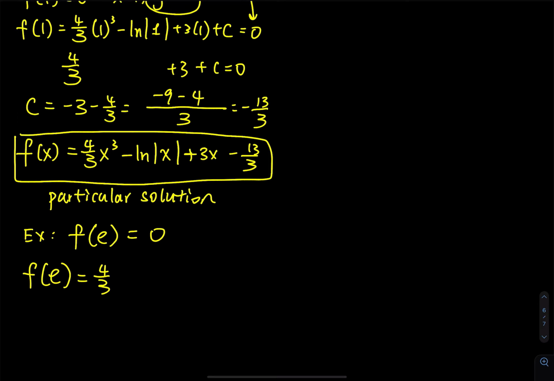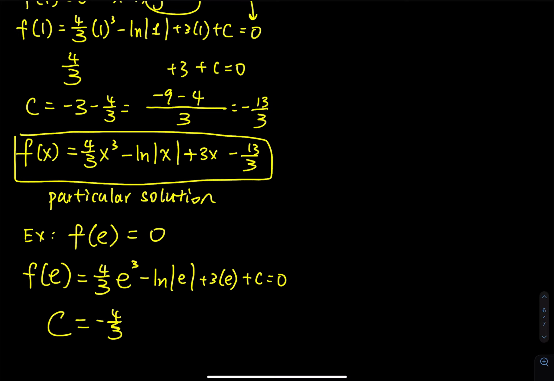So that will be 4 over 3 times e to the third minus ln absolute value of e plus 3 times e, and then plus c, that equals 0. In this case, you will get a weird c value. The constant value, ln e equals 1, right? So you have a minus 4 over 3 e to the third, and then minus ln e becomes a minus 1, wait, becomes a plus 1, and then minus 3e. So that is your constant value, right? If you pick a different initial value, you will end up with a different constant value.